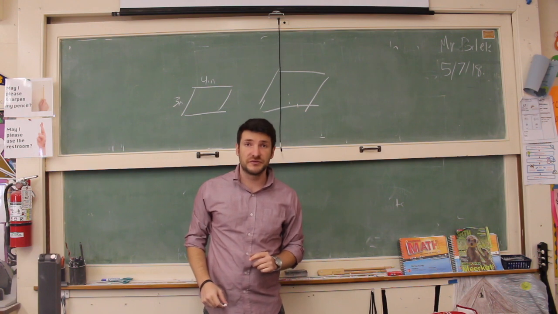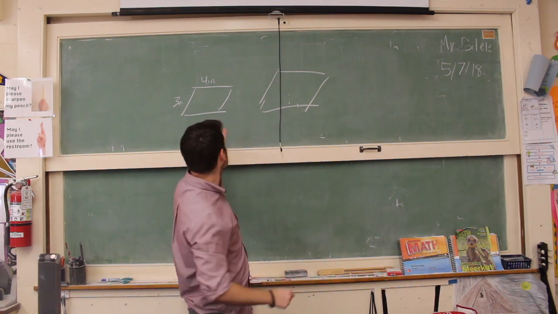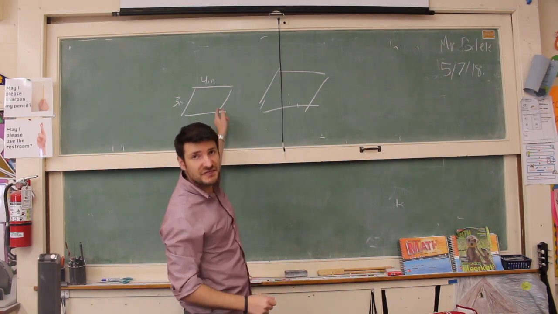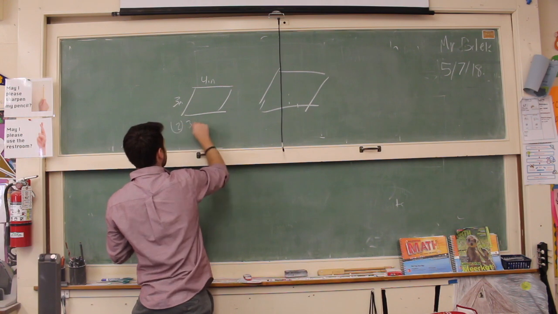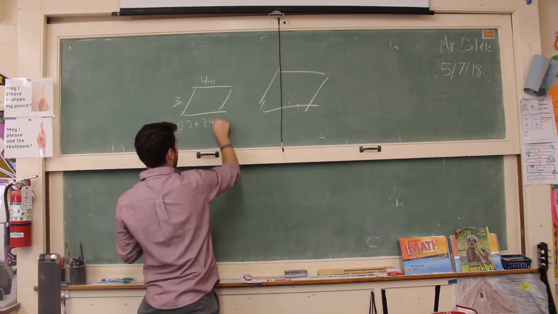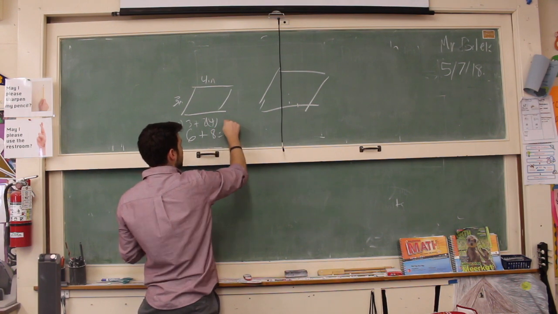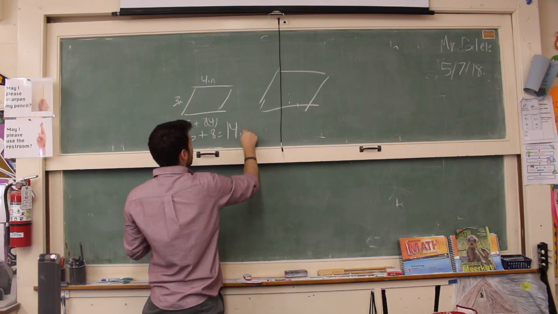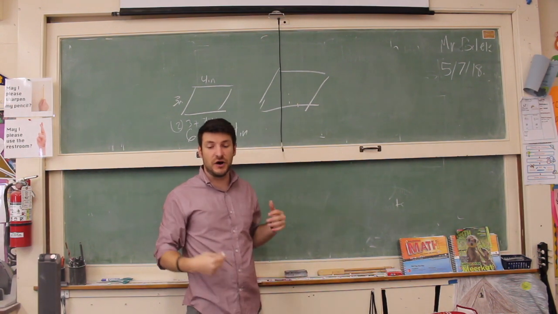Let's start on perimeter first. Take the perimeter of this parallelogram. We know that these sides are both 3, and these sides are both 4. So 2 of the 3s, plus 2 of the 4s. 2 times 3 is 6, plus 2 times 4 is 8. The perimeter of this parallelogram is 14 inches.